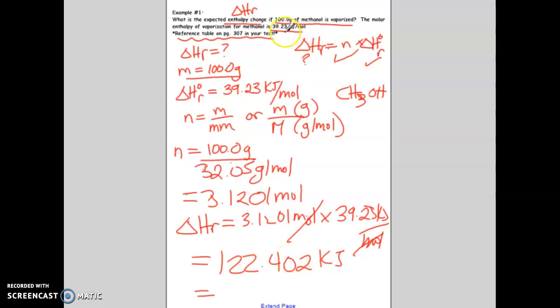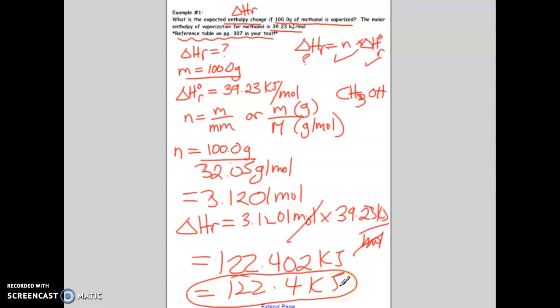And then we have to bring back our significant digit knowledge. So going back to the original question, 100.0 grams is 4 significant digits. When you are using a standard data value, like this molar enthalpy, it is not being used for significant digit data because that is a constant. So the only number we really have to go by here is 100.0, which is 4. So your final answer here should be 122.4 kilojoules.